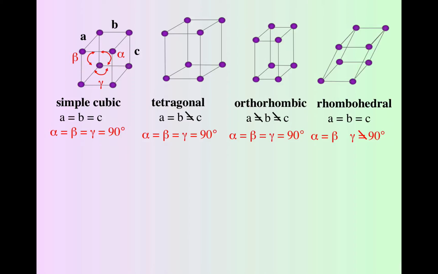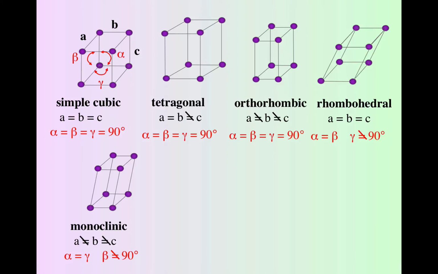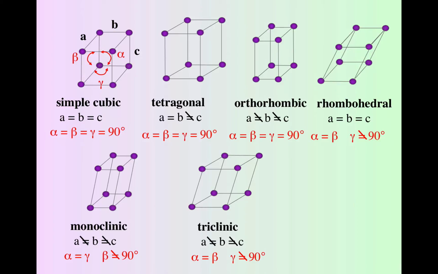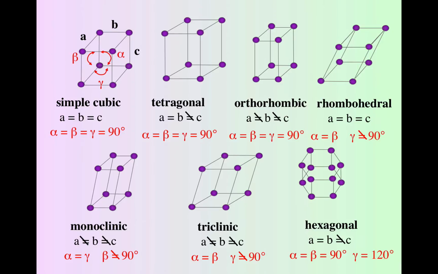Or you could be rhombohedral, where all the sides are the same length, but one of the bond angles is not 90. Monoclinic, none of the sides are the same length, and you also have a situation where you have a non-90 degree bond angle. Triclinic, none of the sides are the same, and you've got a different orientation in terms of that non-90 degree bond angle. And then there's hexagonal, where A and B are the same length, but C is different, and you've got a 120 mixed in there with the other 90s.